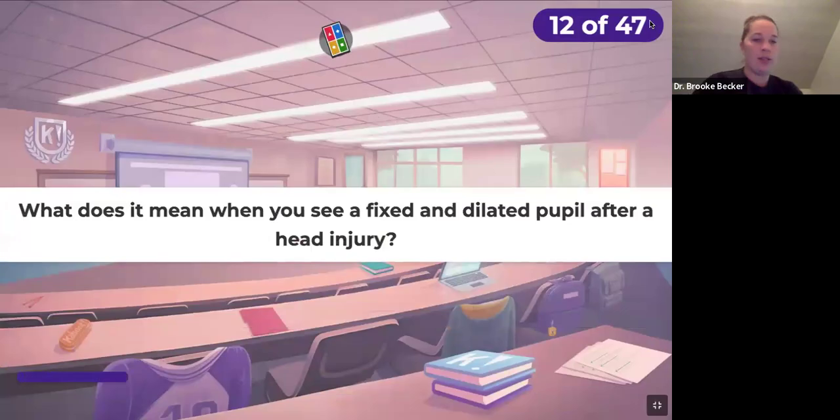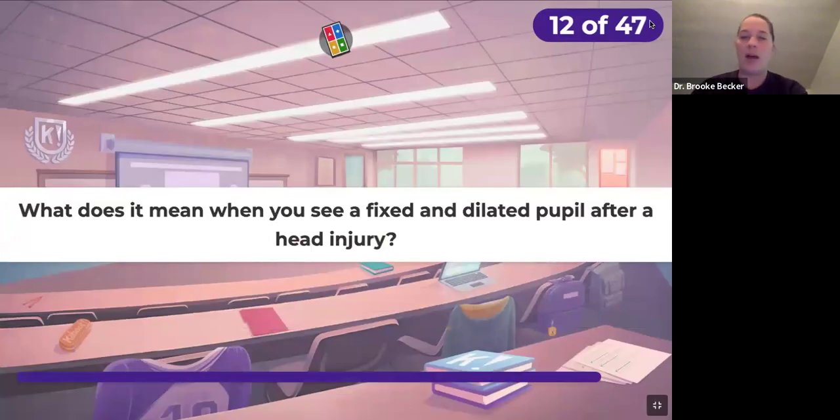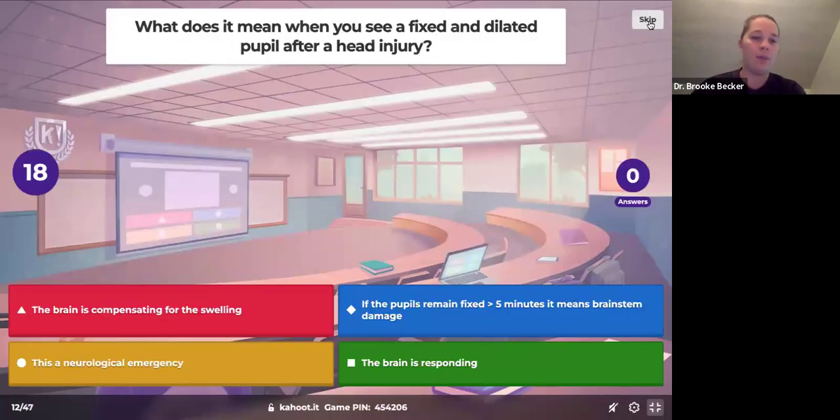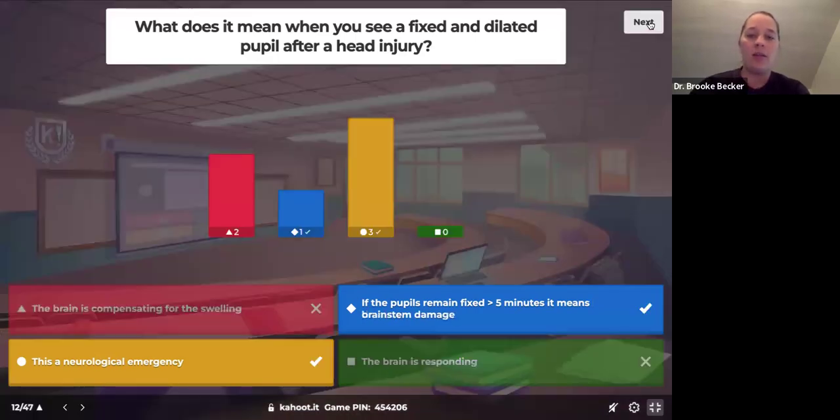Multiple select. What does it mean when you see a fixed and dilated pupil after a head injury? The brain is compensating for the swelling, which is red. The pupil remains fixed for greater than 5 minutes. It means brainstem damage, which is blue. This is a neurological emergency, which is yellow. Or the brain is responding, which is green.